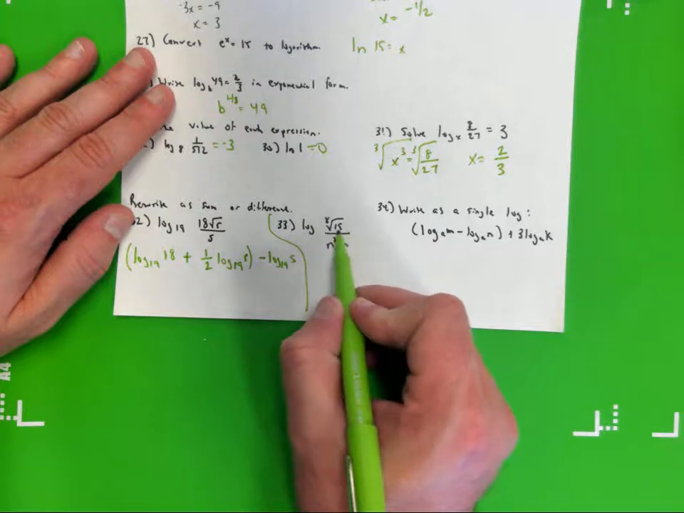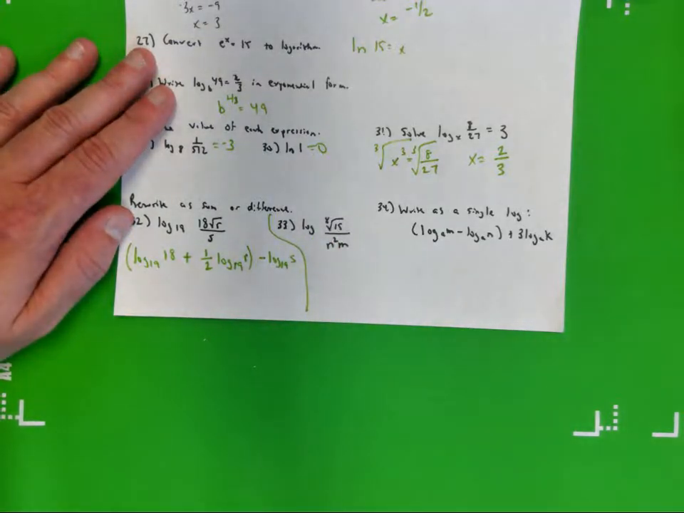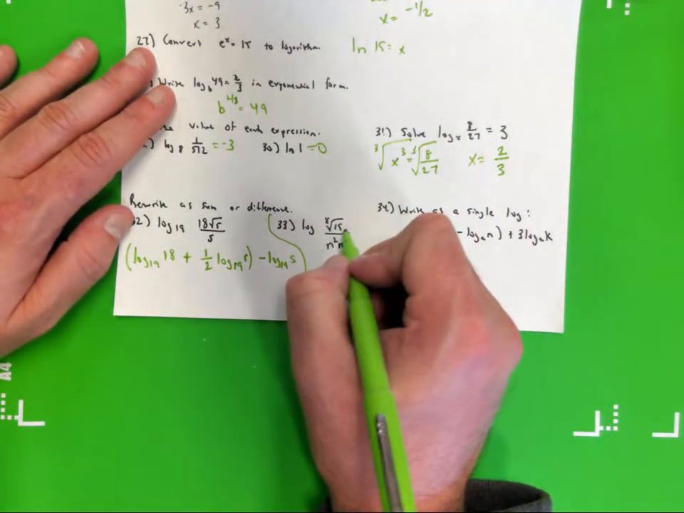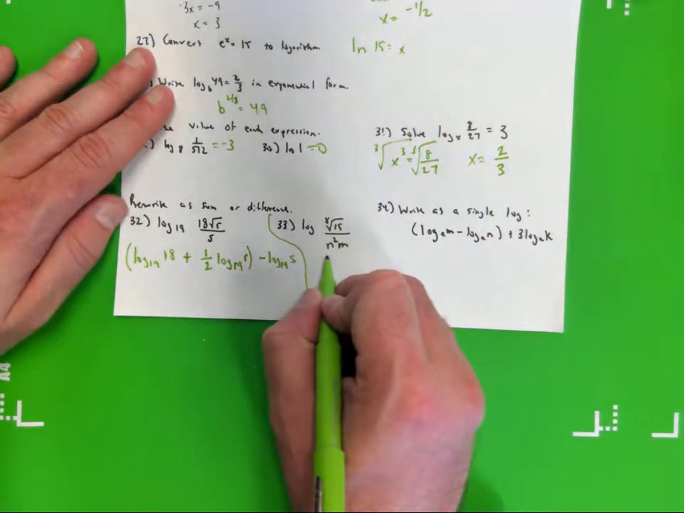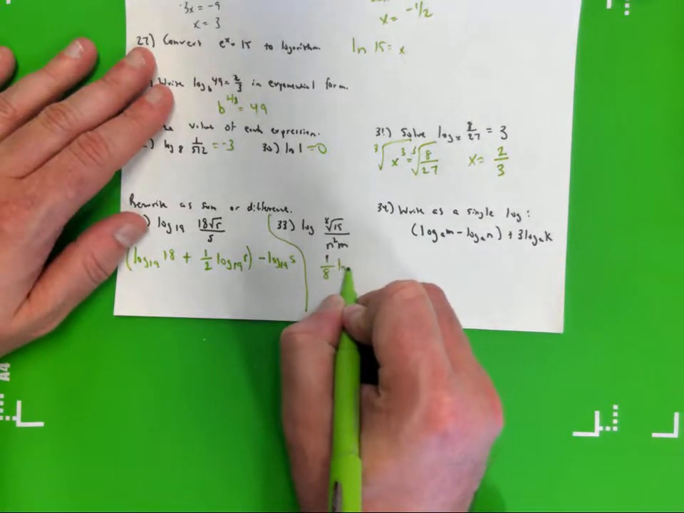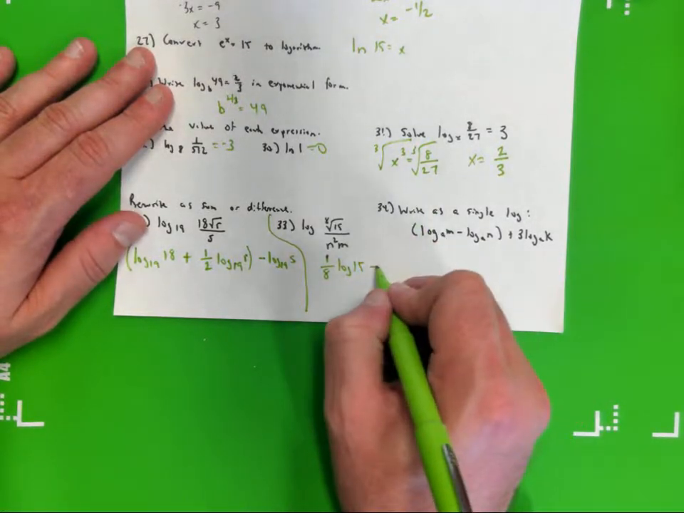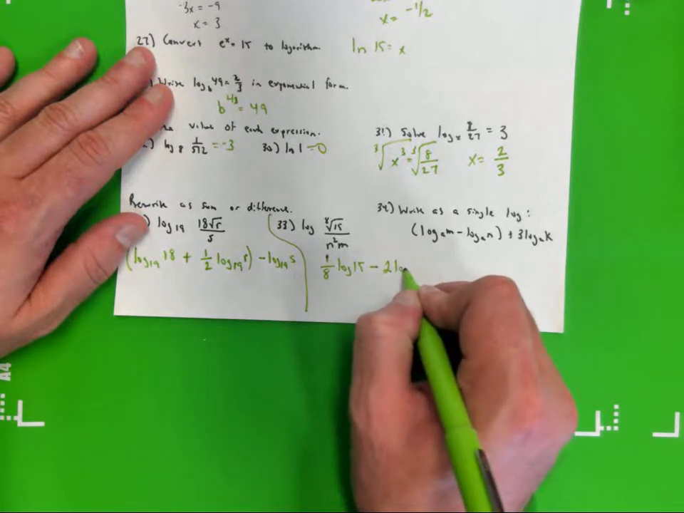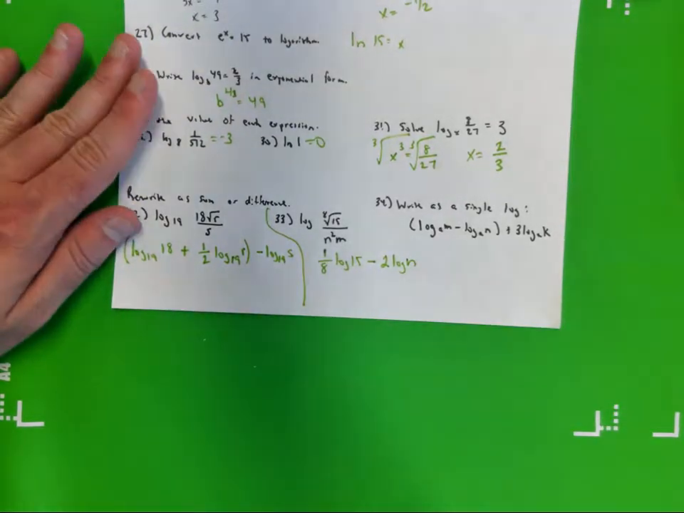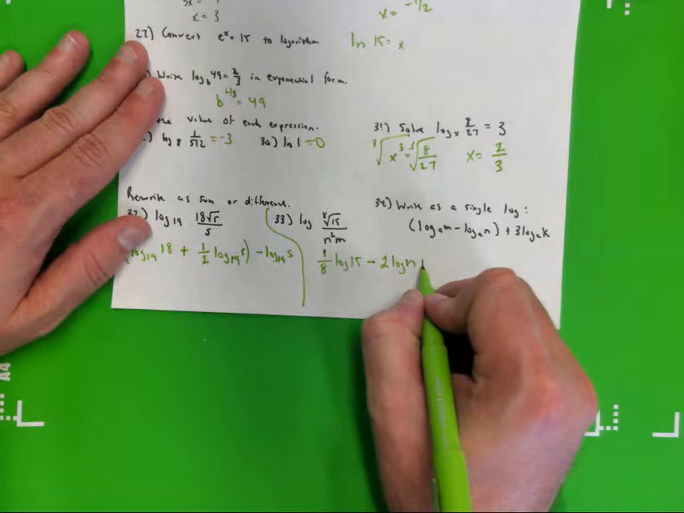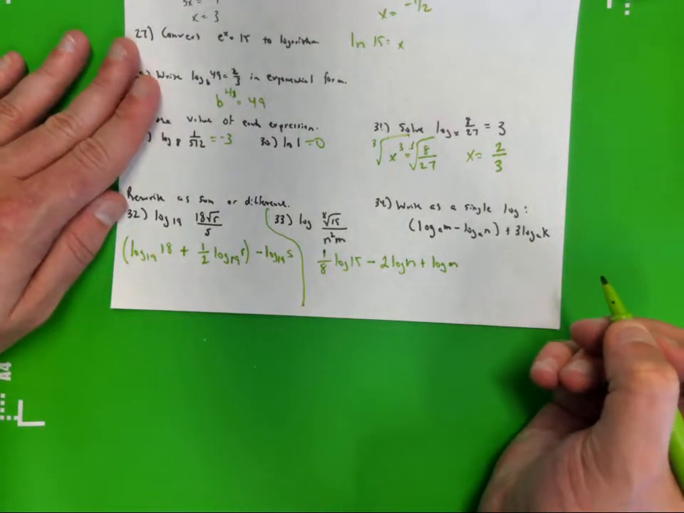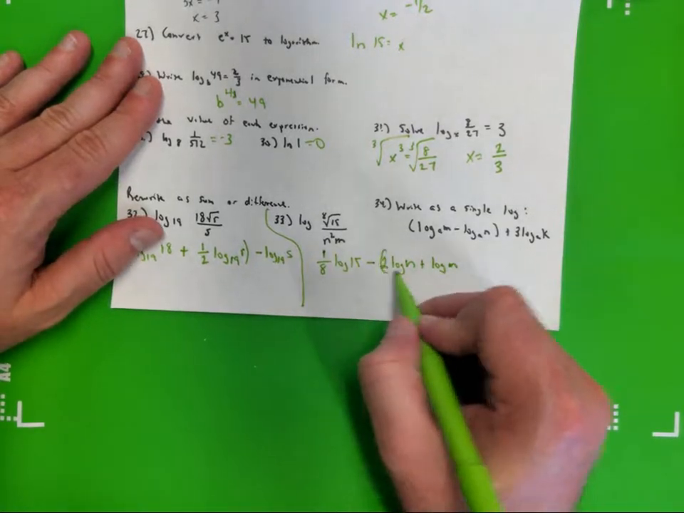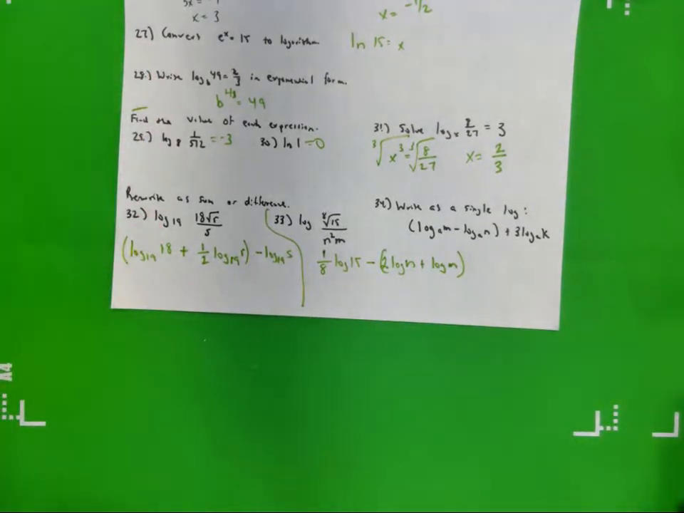Here, I got log. I'm sorry, I can't read my handwriting today. The 8th root of 15. So how would I write that? 1/8 log 15 minus 2 log n plus log m. Ms. Judge, could you put this in parentheses? Yes, because that's together.